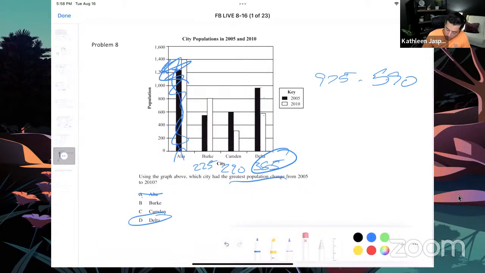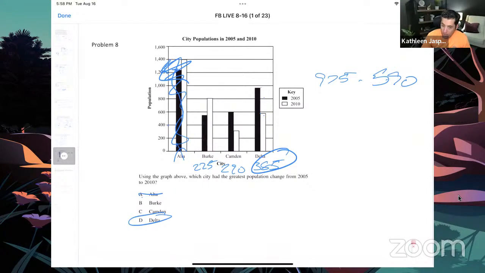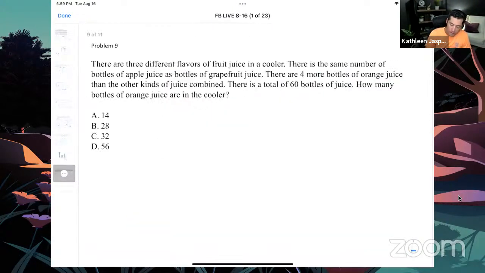Don't be fooled by the greatest meaning increase. If it said greatest population increase or greatest population decrease, then you're talking about something different. But these words are not in here, right? Decrease or increase means you're more specific. Okay. And that's the reason why I chose this problem. All right. Next one.